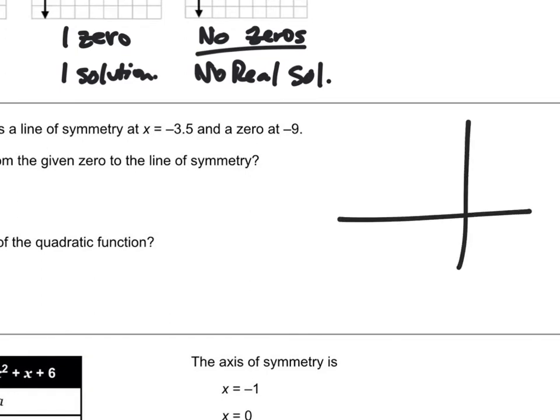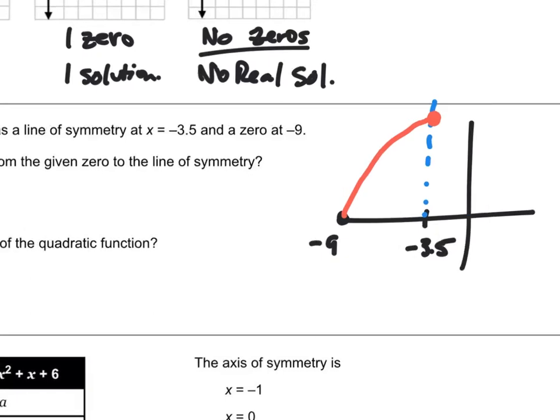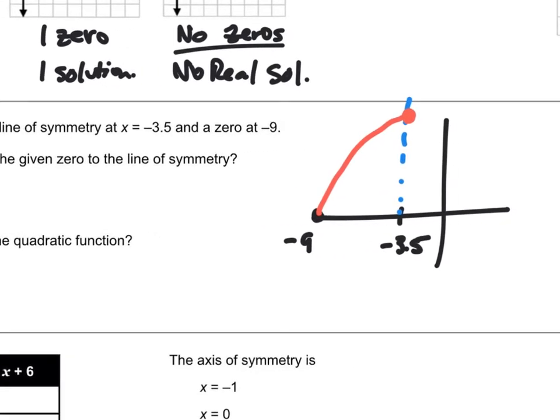And so we have a line of symmetry at negative 3.5, so I'm going to put that value here, negative 3.5, and then a 0 at negative 9. Okay, so I'll call this negative 9. Who knows what's going on here, but I'm going to draw a line of symmetry here, and quickly draw a little parabola, and we'll maybe call that a maximum value. But what it wants to know is the distance from the given 0 to the line of symmetry. So what's the distance from this point, negative 9, to negative 3.5?